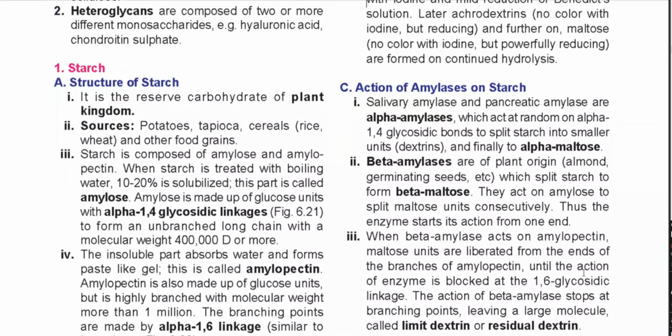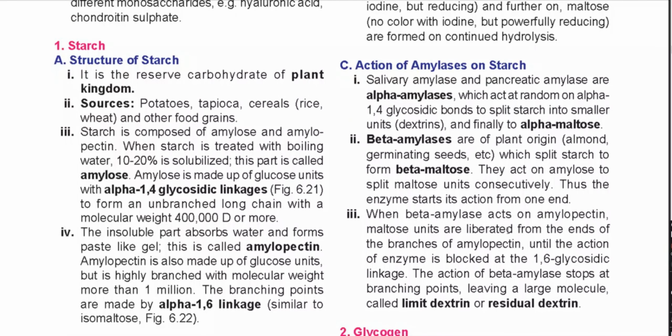When beta amylase acts on amylopectin, maltose is liberated from the ends of the branches of the amylopectin, until the action of the enzyme is blocked at the alpha 1,6 glycosidic linkage. So the action of beta amylase stops at the branching point, leaving a large molecule called dextrin or residual dextrin. In this way we can see the structure as well as the important functions of the starch molecule.